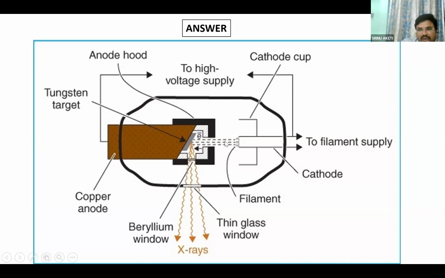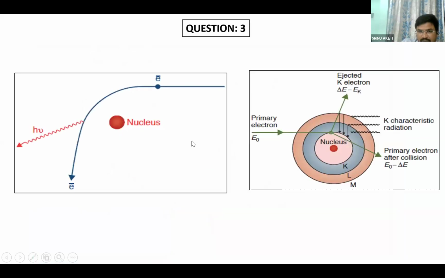Now what will happen? These high kinetic energy electrons travel and hit the target material. What happens in the target material is this. When the high kinetic energy electron comes close to the nucleus of the tungsten atom, which has a positive charge, this positive charge attracts the negatively charged electron. When it attracts, the electron starts slowing down because of this attraction. As it slows down, its kinetic energy is reduced. That means it has to lose some energy. That energy is emitted in the form of X-rays.